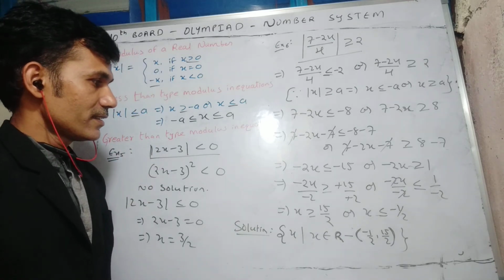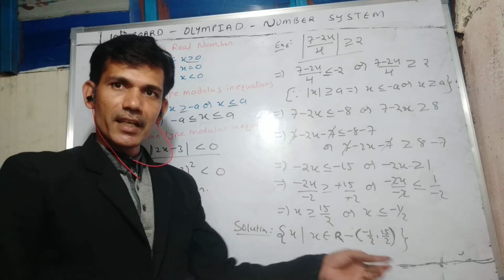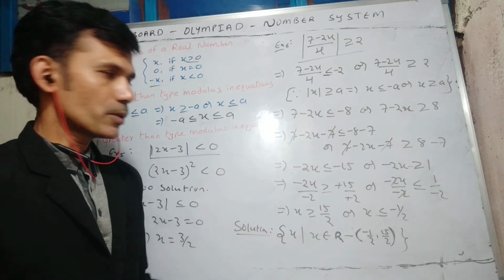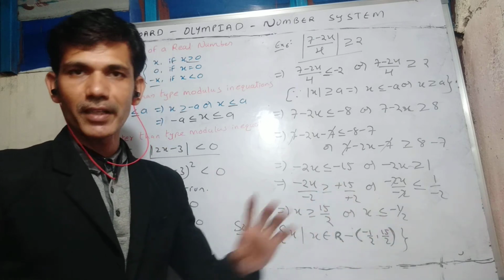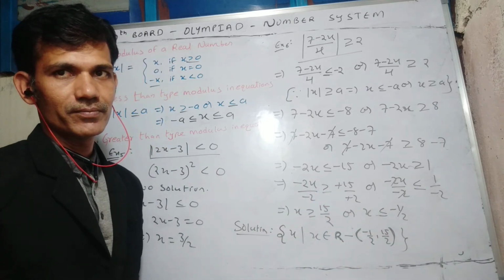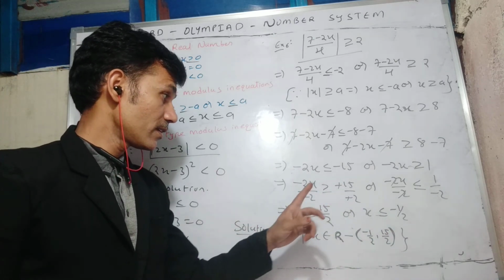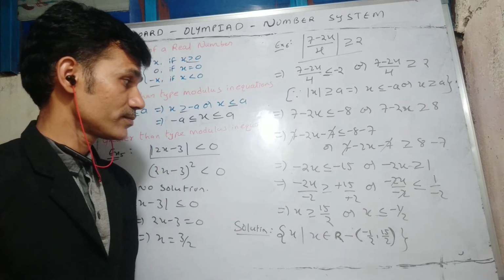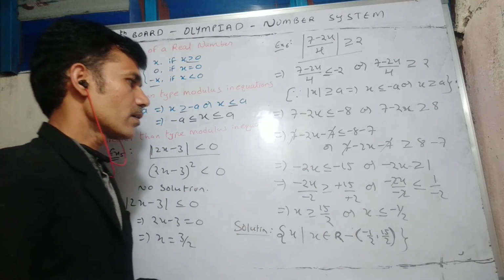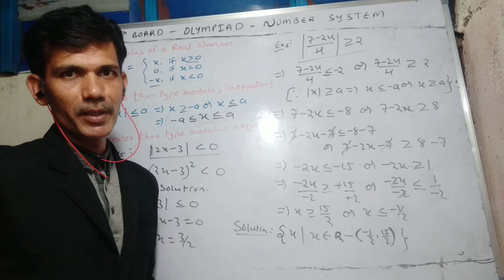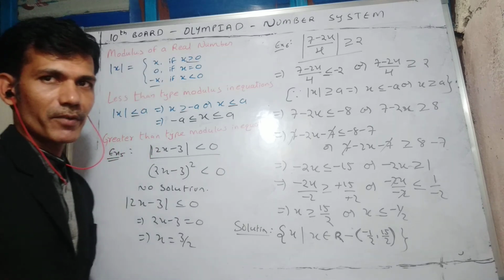Okay. R minus, any real numbers you can take, but you can't take the values between -half and 15/2. You can take -half and 15/2 also. Okay. If you draw the number line, it will be clear. This is the way we have to solve.